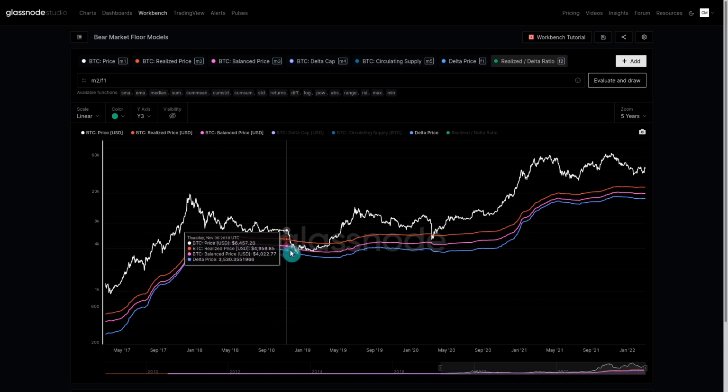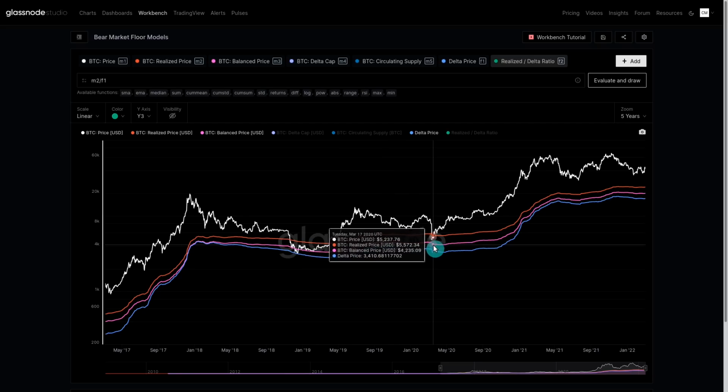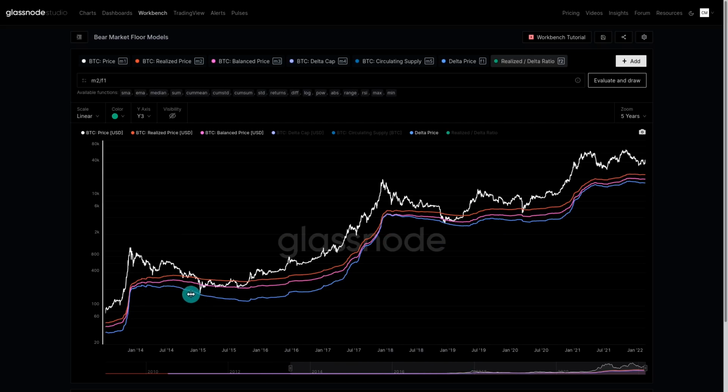And what you can see is it typically sits in between realized price and delta price. And you can see that it really captures kind of the lower end of this particular range. It touched the absolute wick here in March 2020. And if we actually zoom back to the 2015 period, you'll see a very similar effect. We had it trade below the realized price. It found most of its support along the balanced price.